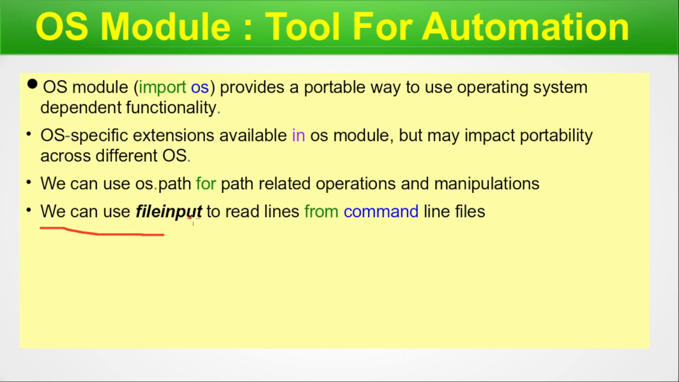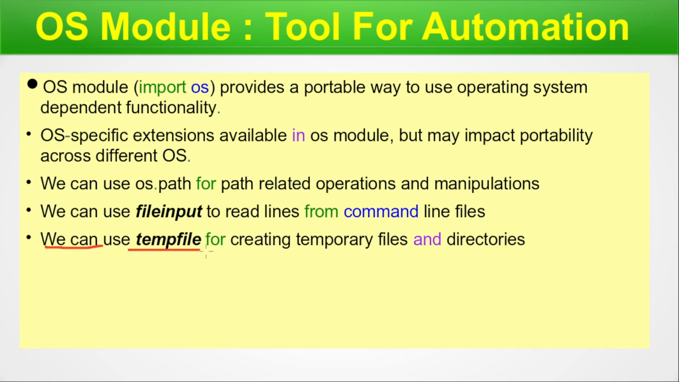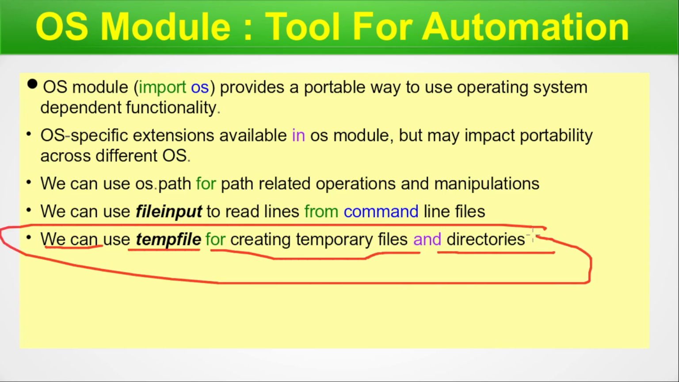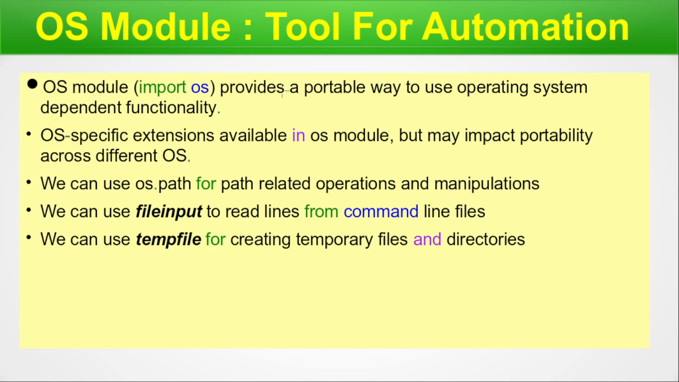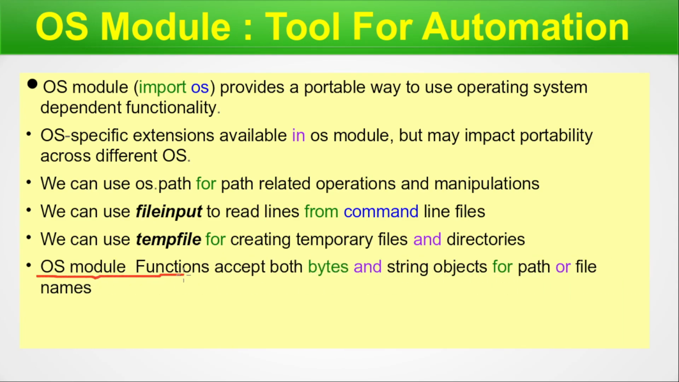We can use fileinput to read lines from command line files. We can use tempfile for creating temporary files and directories. This is a very important factor, because when we are doing EDA automation, we have to keep in mind that for a while we need to work on some temporary files, and those temporary files and directories we can create through our OS module. And once our work is done, we can delete those temp files or directories. OS module functions accept both bytes and string objects for path or file names.